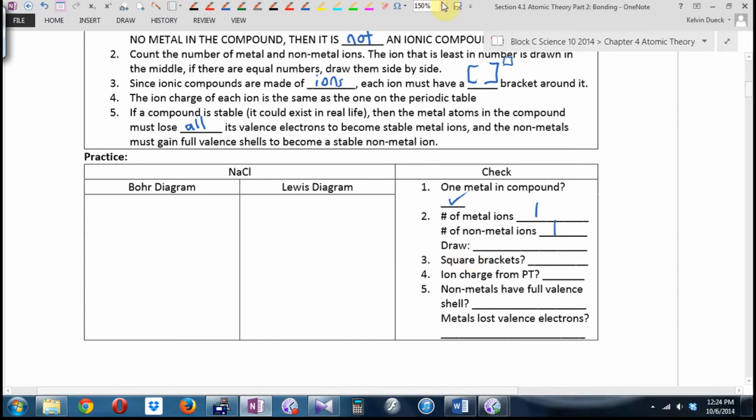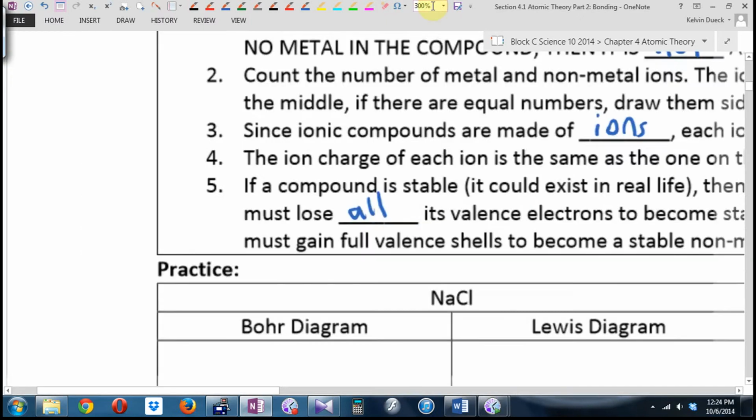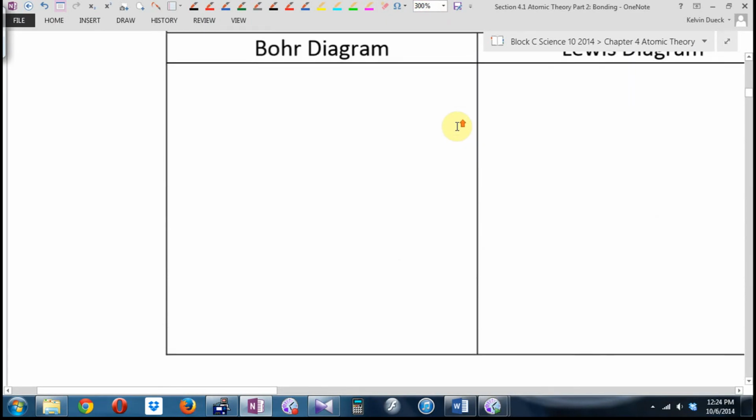Draw. Okay. Let's zoom in. First thing I'm going to draw is the Bohr diagram. I'm going to draw sodium here, and then just to the right of it, I'll draw chloride. If you wrote that bracket down, that's fine, but I've learned sometimes my brackets need to be bigger, so I'm going to draw first.